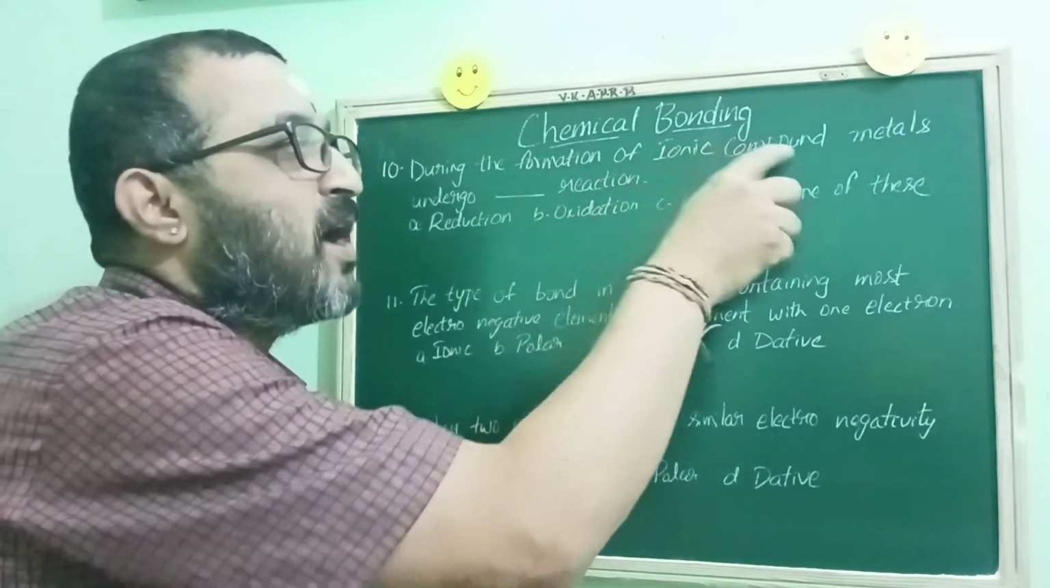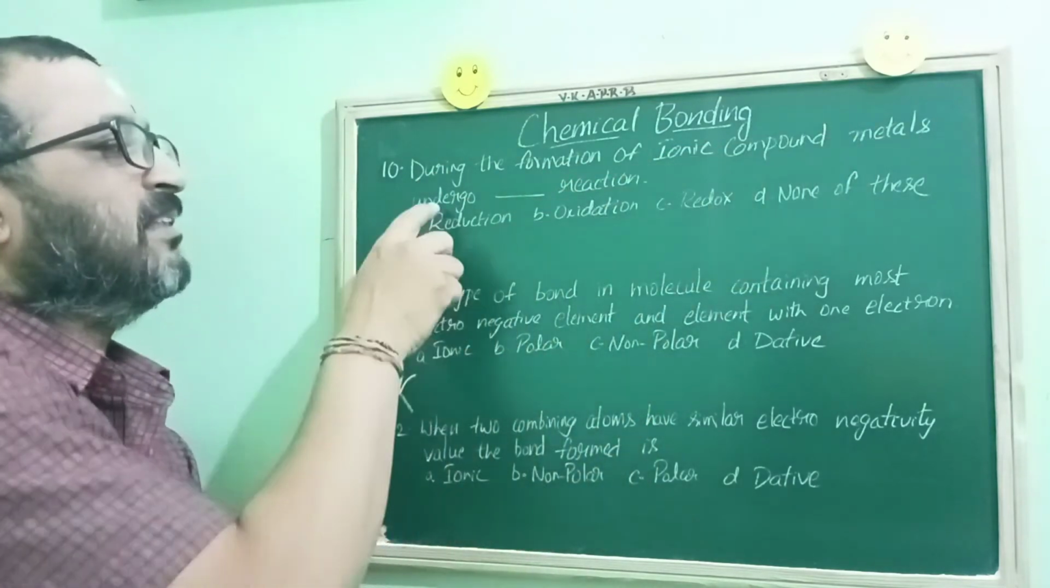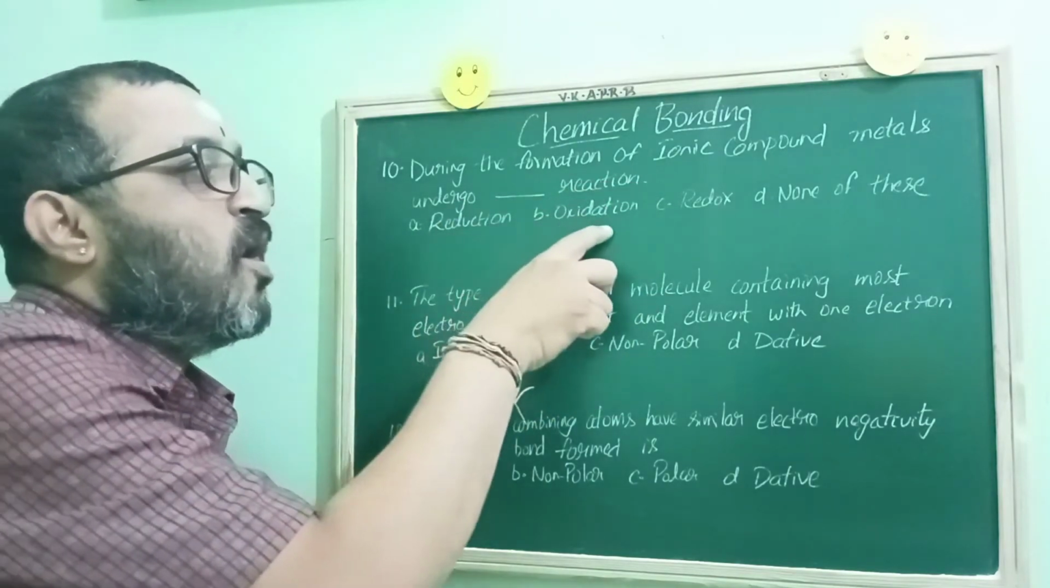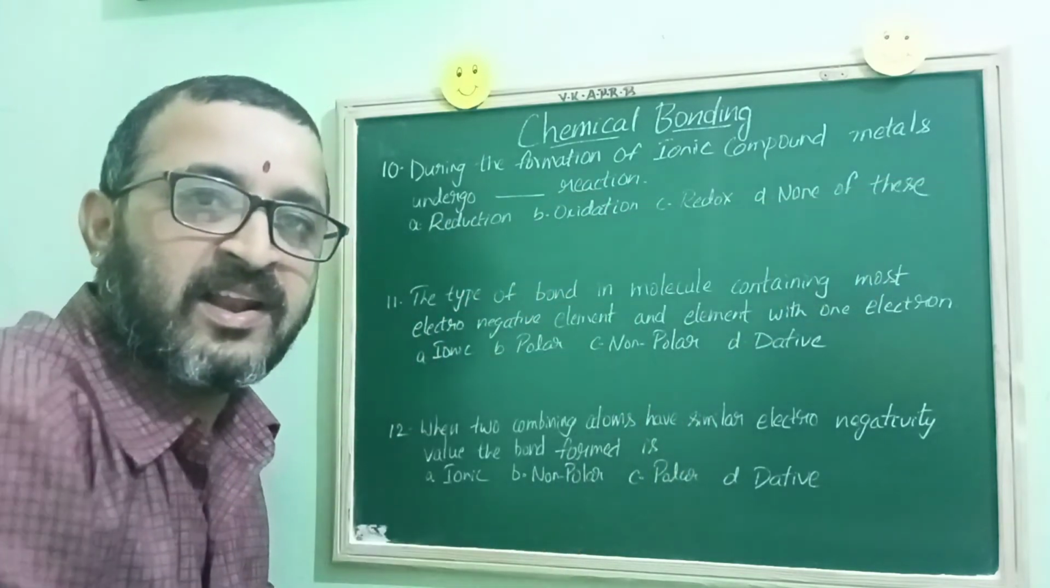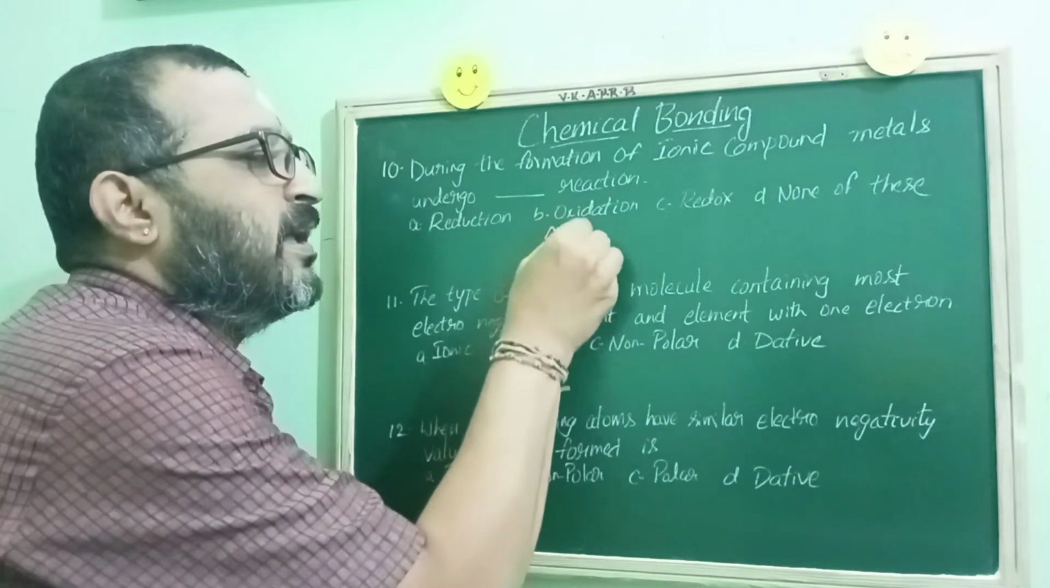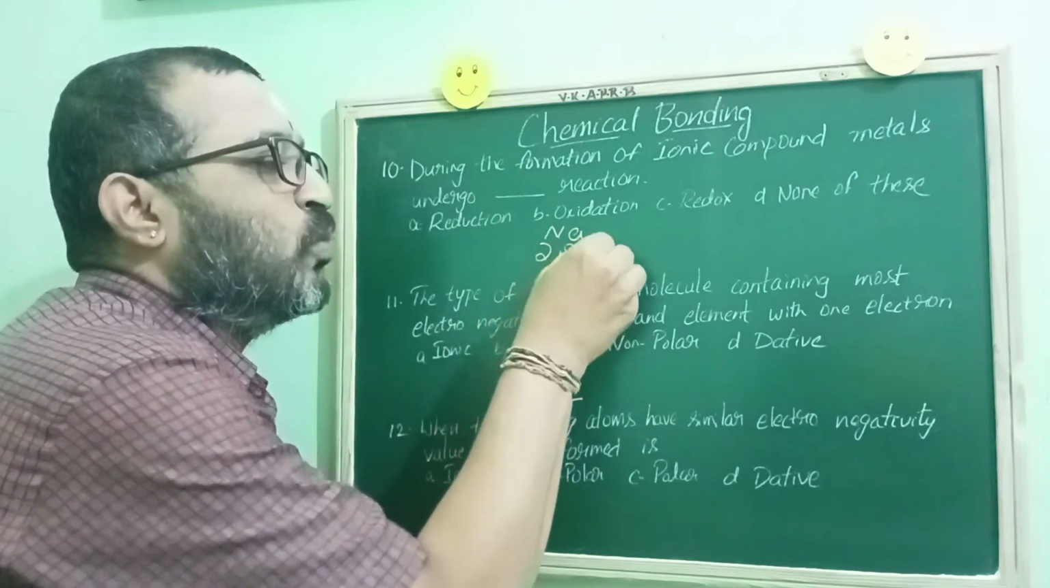Okay, children, let us proceed with question number 10. During the formation of ionic compound, metals undergo dash reaction. They have given options: reduction, oxidation, redox, or none of this. Children, will take one small example. Formation of sodium chloride. Na electronic configuration is 2, 8, 1.